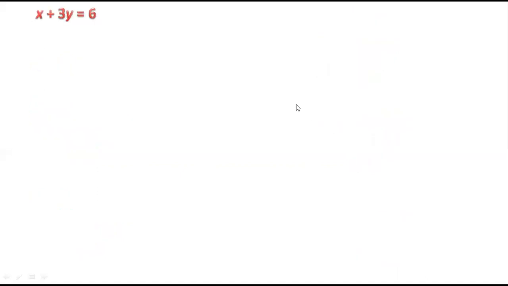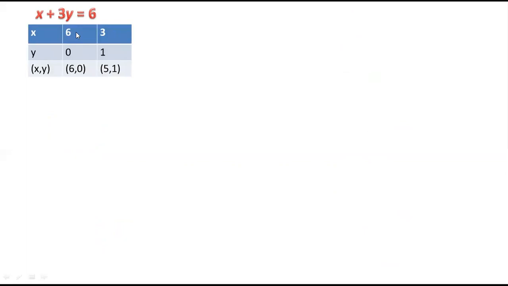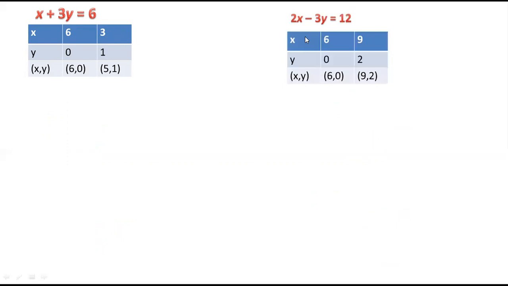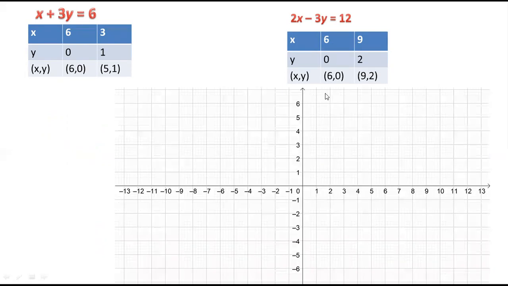Let us summarize this and write in a table. We got two points for the first equation, that is 6, 0 and 3, 1. And for the second equation, we got 6, 0 and 9, 2. These are the two points. Let us draw the graph. First point is 6, 0. Let us plot. It is here, 6, 0, and 3, 1: 3 along the x-axis, 1 along the y-axis. It's here. Join the points.